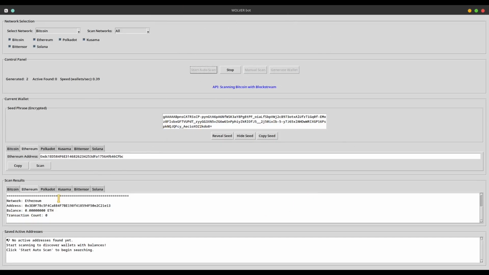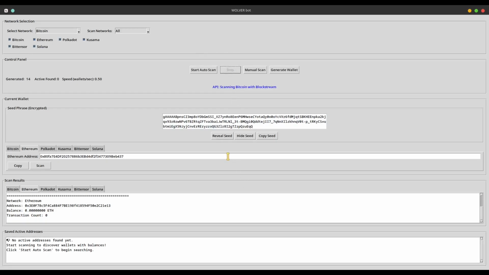Pulling the trigger. Hit Start Autoscan. Boom. The interface just woke up, and it's hungry. Watch that current wallet display. 12 words, 24 words, flying by like a cryptographic waterfall. The backend is generating valid BIP39 at speeds that would melt lesser machines. Every phrase derives addresses for every network in the same millisecond.